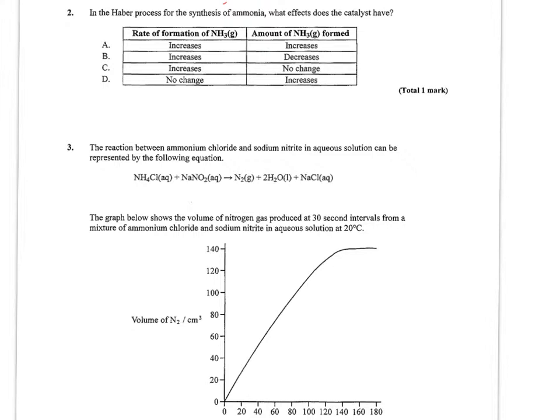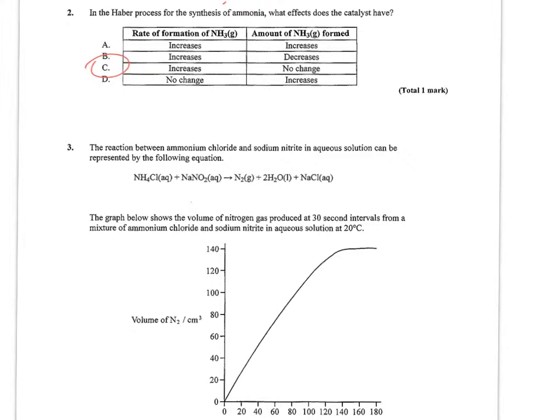A catalyst always increases rate, but remember it increases the rate of both the forward and the backward reaction, so the amount of product made isn't going to change because again, the backward reaction is going to undo that product just as quickly as it's being made. So my correct choice would be C. Rate of formation increases, but there's no change in the amount or yield.